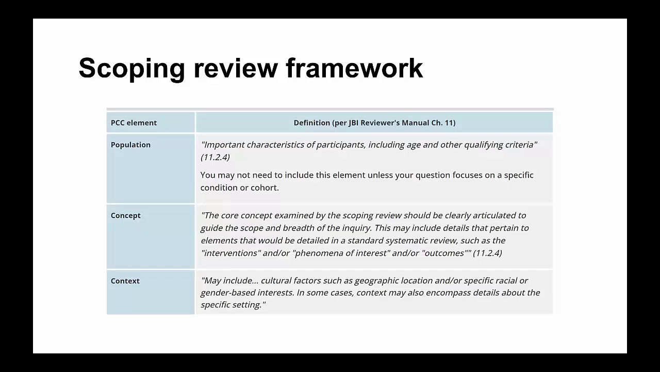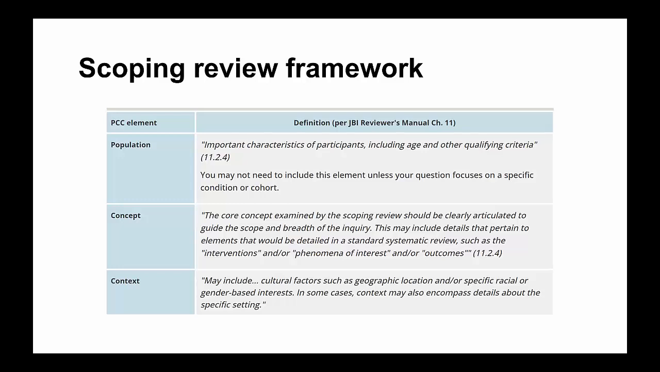Sometimes people still use the PICO framework, I think especially if their scoping review is on interventions. But this is the suggested framework for scoping reviews. This is from the JBI manual, and it's divided into the population, the concept, and the context. And context is one of those that I've learned over time is optional.